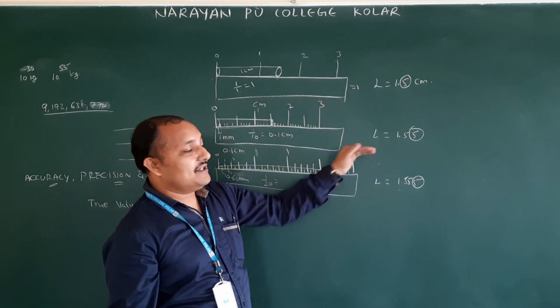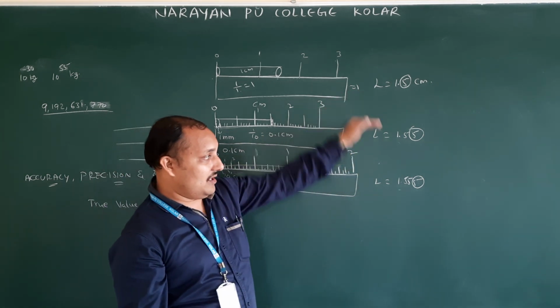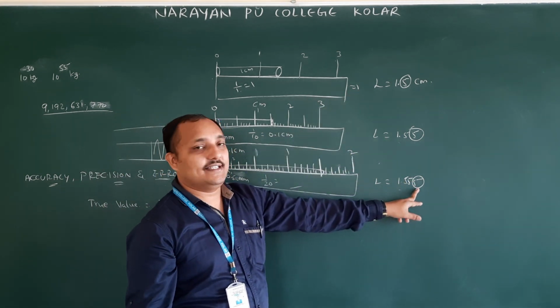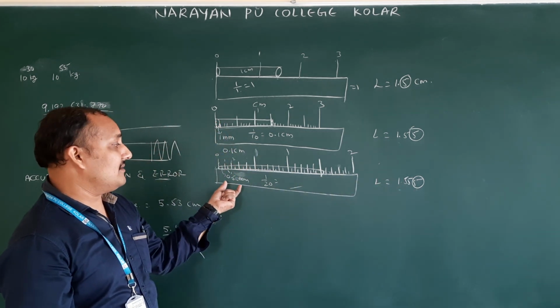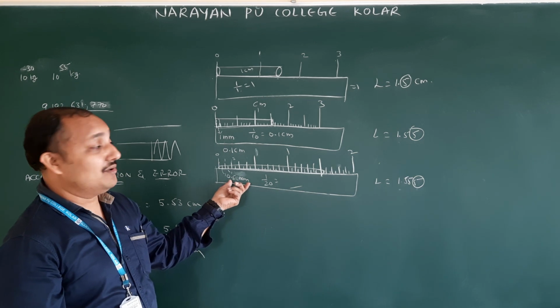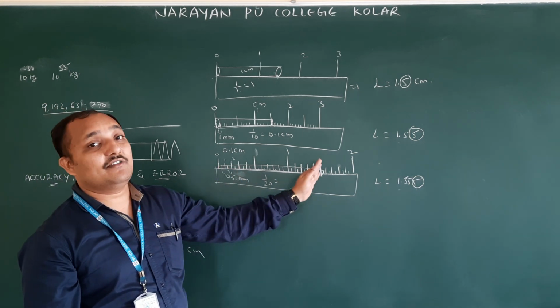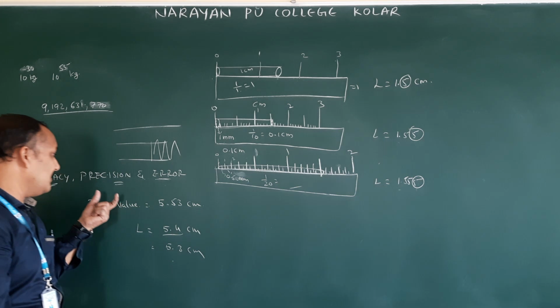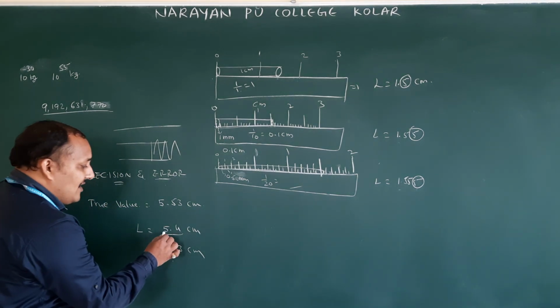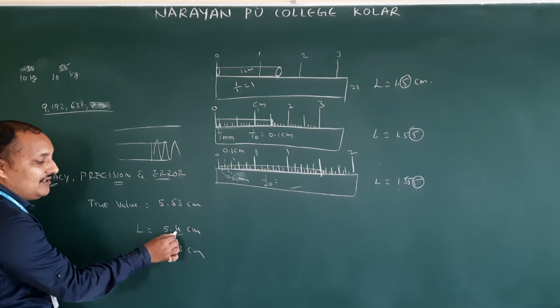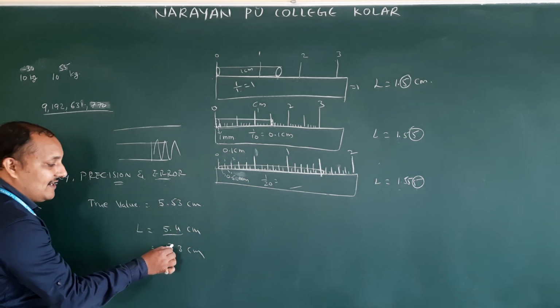So among all these, the more precise value is this one. Okay. Up to what resolution we are going to measure, the minimum value is going to depend. Up to what minimum value we are going to find, that one only we call precision. So they gave an example. Let us assume 5.4 we got. This is the true value. 5.4 is the accurate value.